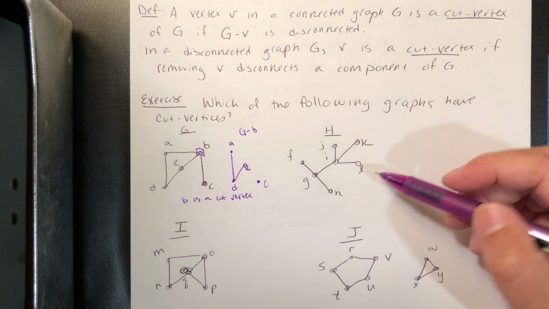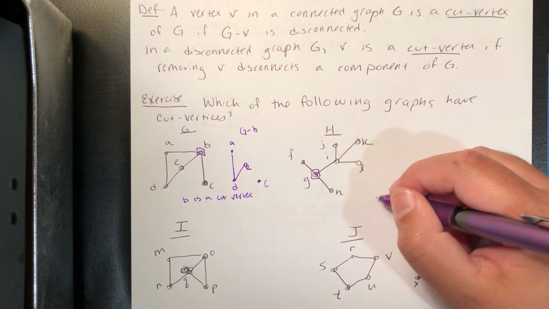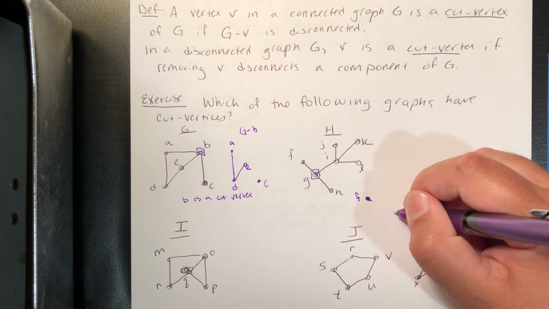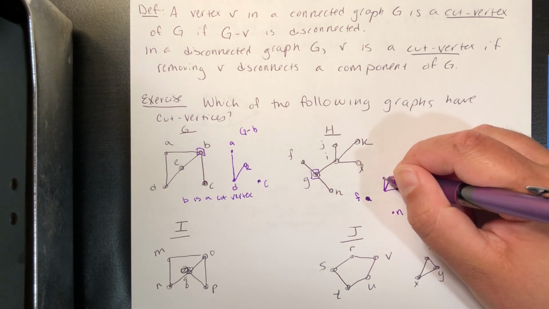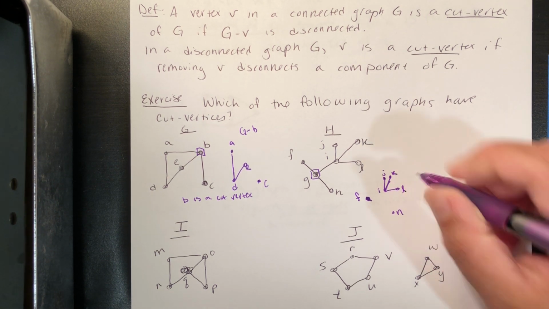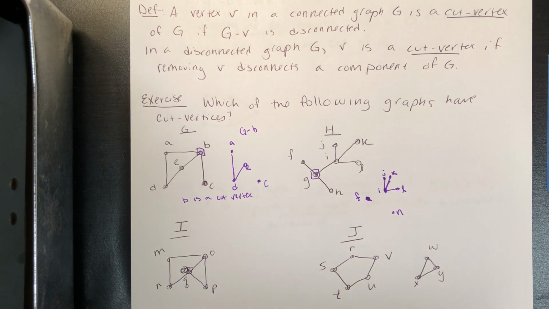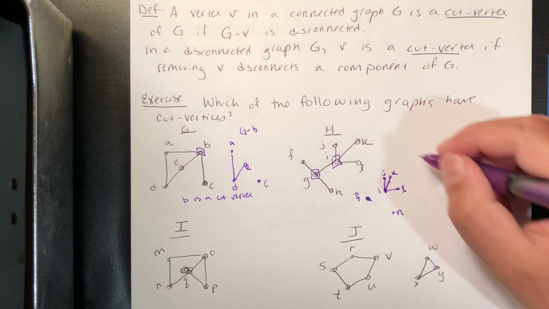Now H actually has two separate cut vertices. If we were to delete the vertex G, the resulting graph would look like F on its own, N on its own, and then this little claw section over here with I, J, K, and L. This is definitely disconnected. It has three different components: the single vertex F, the single vertex N, and then this little claw part. So this is disconnected, which means G is a cut vertex, but using that same idea, I is also a cut vertex if we were to delete it.